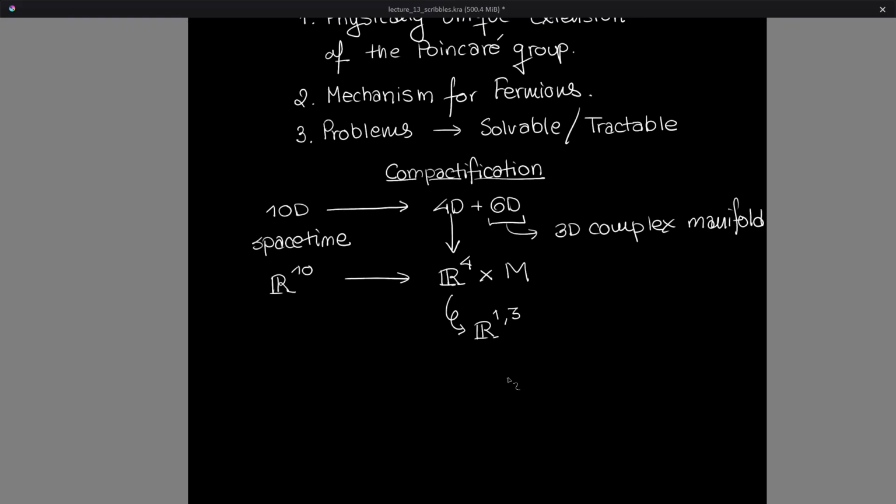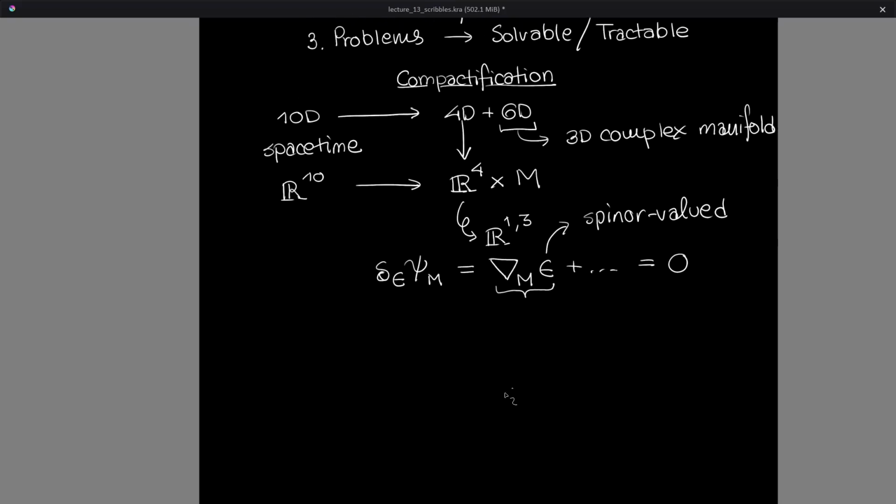there's this one equation. I'm not going to get into where this equation comes from, but just suffice it to say that there's this equation that pops up. Delta epsilon of psi m is equal to the spin connection on the manifold acting on epsilon, plus some other terms, and this has to be equal to 0. And so we require this term, where epsilon is a spinor valued parameter, to vanish. This is required for us to have supersymmetry be preserved.